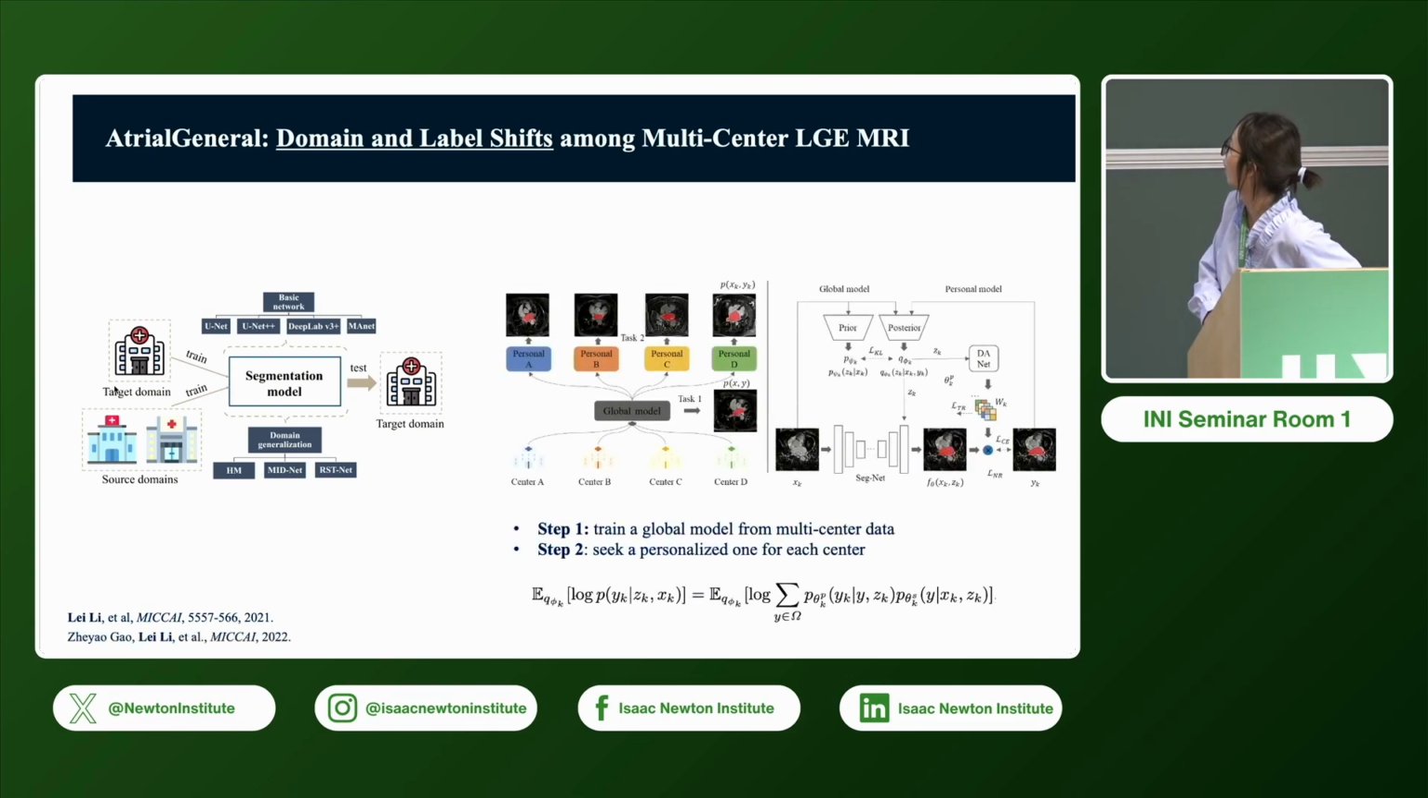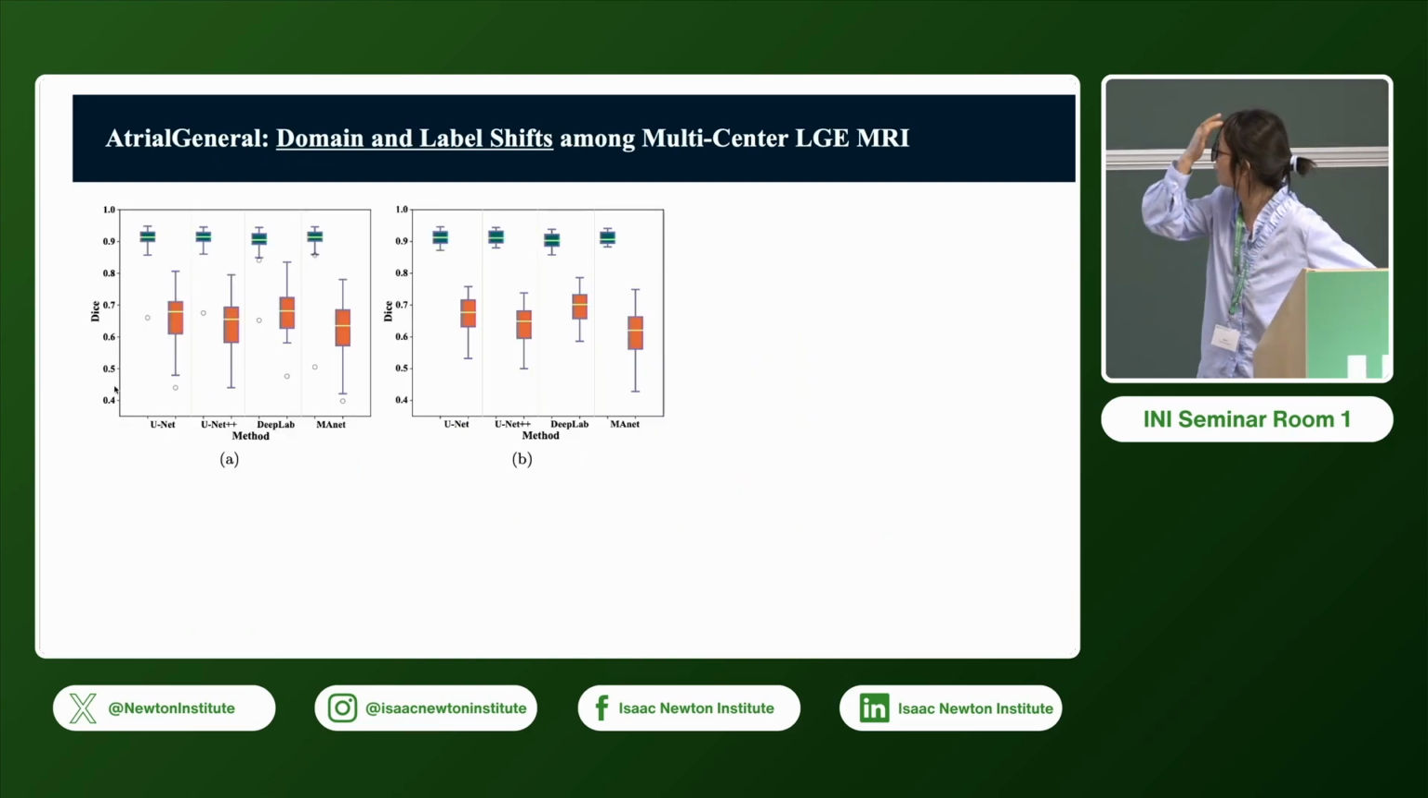Besides, we also designed a model which can solve both the domain shift and label shift issue. The general idea is that we will train a global model from the multi-center data, and we try to create a personalized one for each center by modifying the global results. So here are the results for the evaluation model.